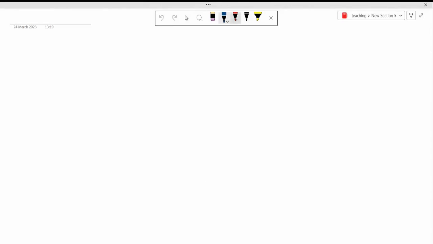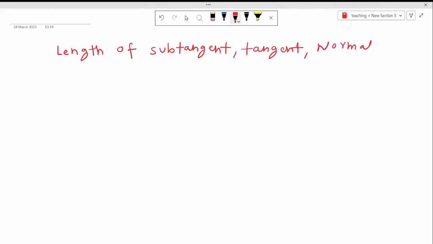First of all, we look at the concept of how to proceed to find the length of the tangent, subtangent, normal and subnormal. So first we write the topic: length of subtangent, tangent, normal and subnormal. Then we move towards our concept. Here we have to find the length of the subtangent, tangent, normal and subnormal. First we have to know what the length of the tangent is, what the length of the subtangent is, and what the length of the subnormal and normal is.